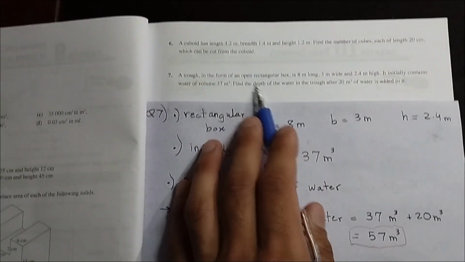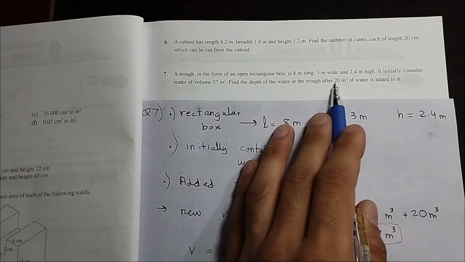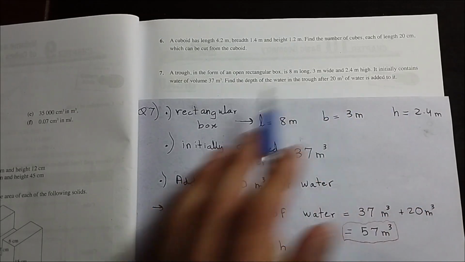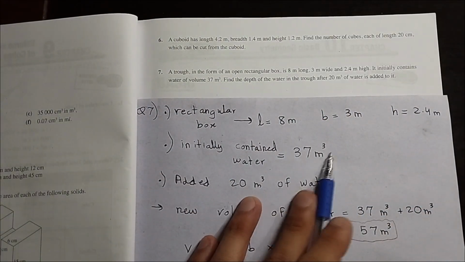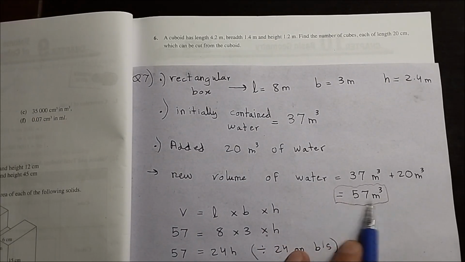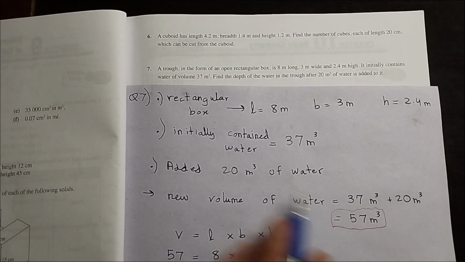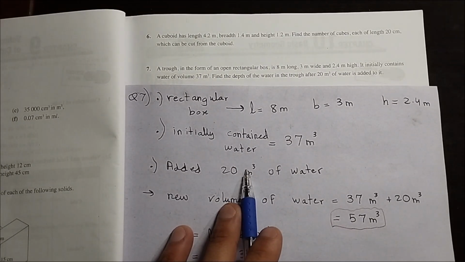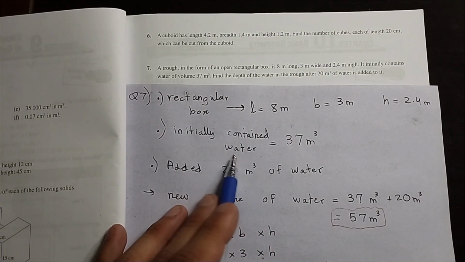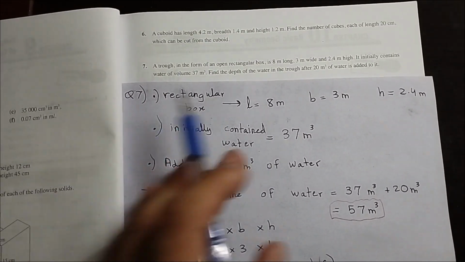Basically they're asking us to find the height in the tub after 20 cubic meters of water is added. Initially we had 37 cubic meters, and now after adding 20, basically 37 plus 20, it's 57 cubic meters. This is the new volume of water, right? So after adding 20 cubic meters, what is going to be the new height of water?